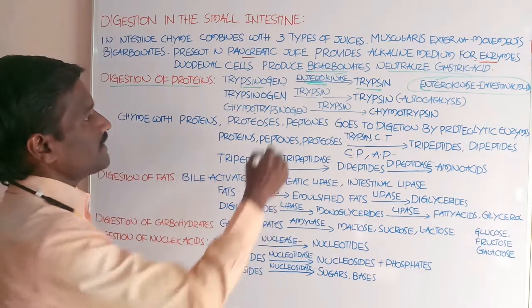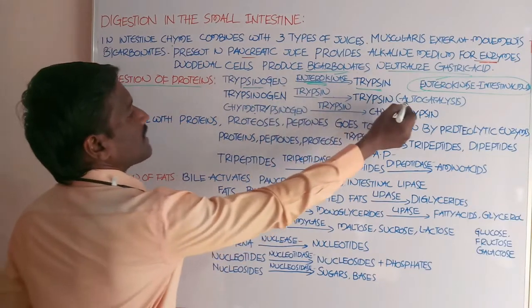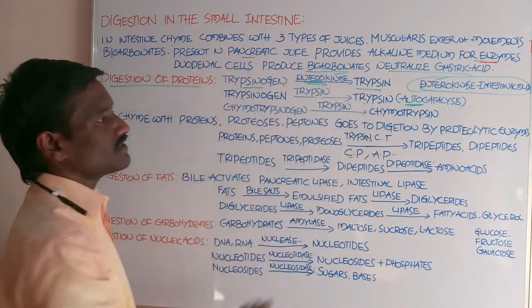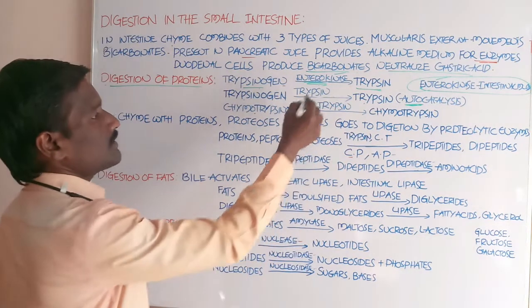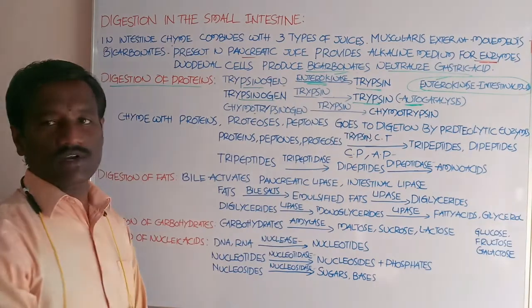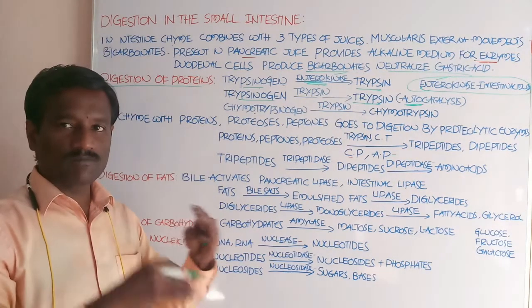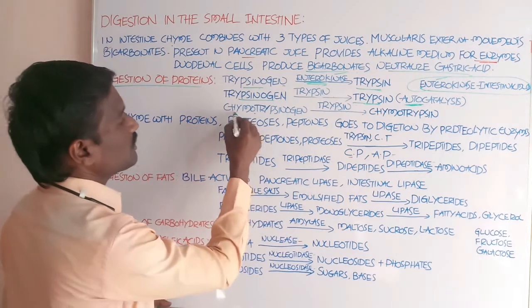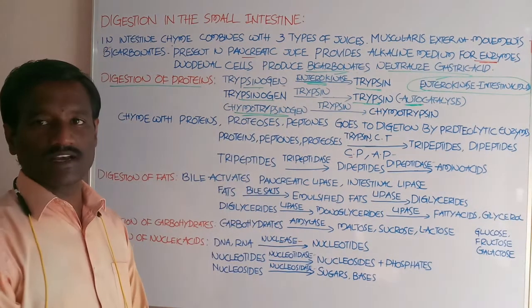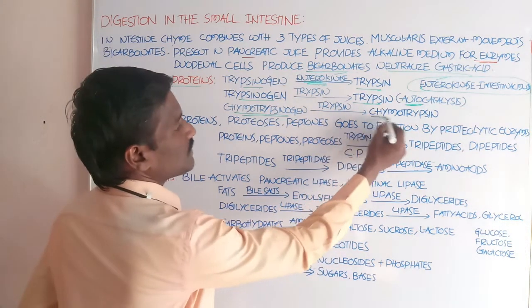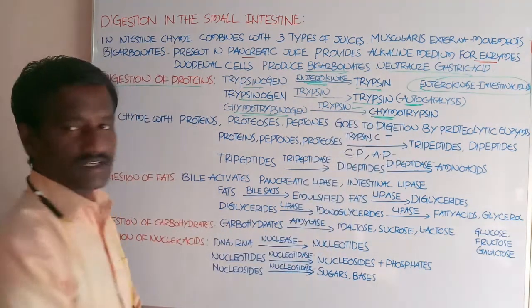Next, by autocatalysis, trypsinogen is also converted into trypsin. Trypsin acts on trypsinogen and converts it into trypsin. Chymotrypsinogen is also present in the pancreatic juice, and it is converted into chymotrypsin by the action of trypsin.